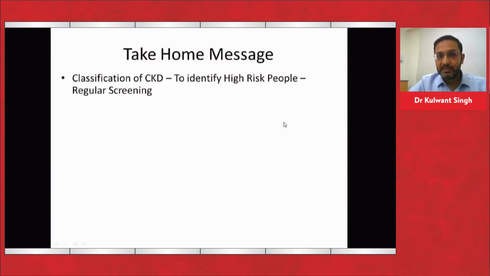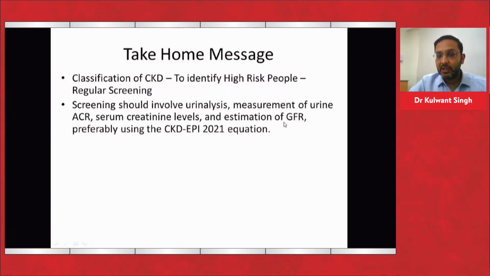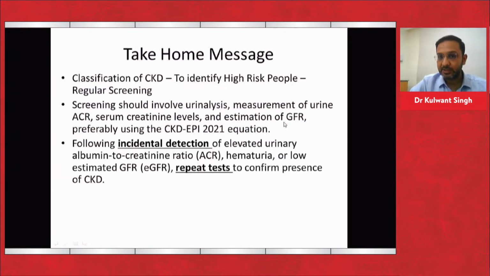So the take home message is that classification of CKD is not to label somebody with CKD 1, 2, 3, 4, 5. It is to identify high risk patients so that we can do regular screening in those patients. Patients who are diabetic, old age, some ladies who had preeclampsia or eclampsia in their pregnancies, patients with a history of acute kidney injury in the past, they should be screened regularly with urine analysis, measurement of their urine ACR, creatinine level, and estimation of GFR using the CKD EPI 2021 equation.